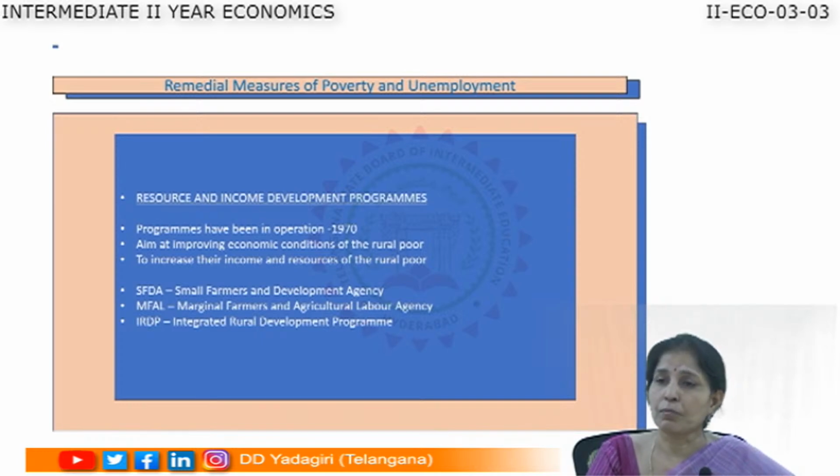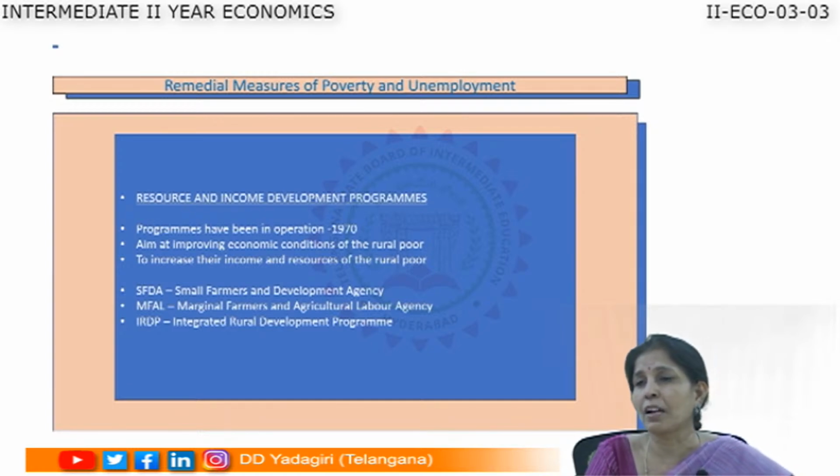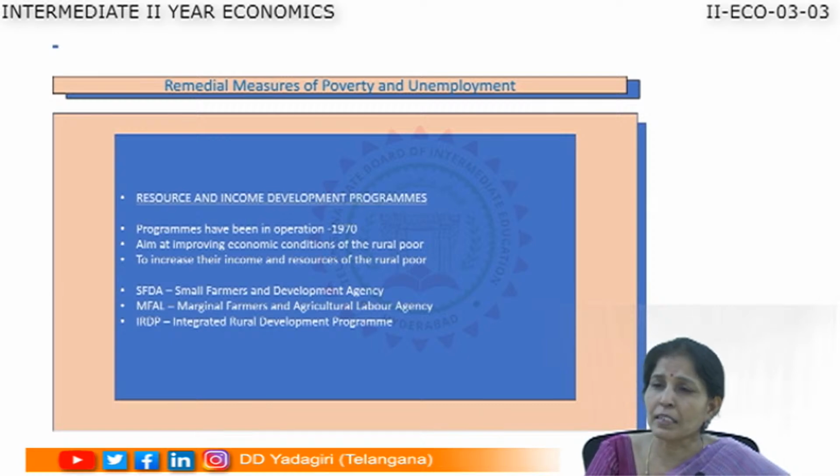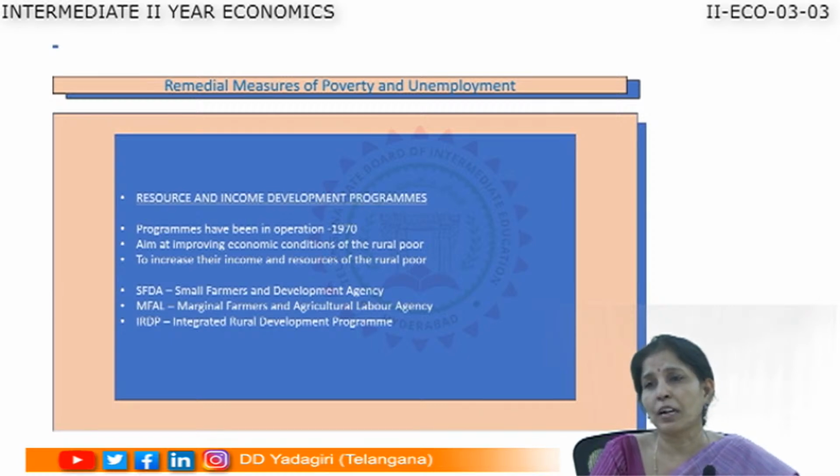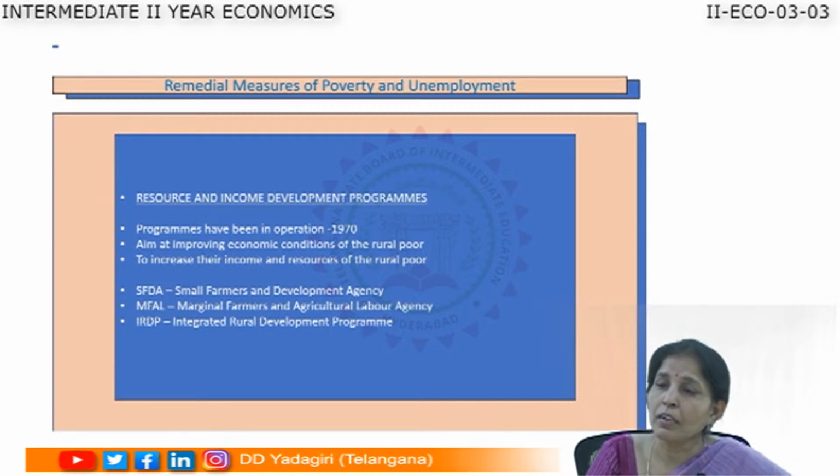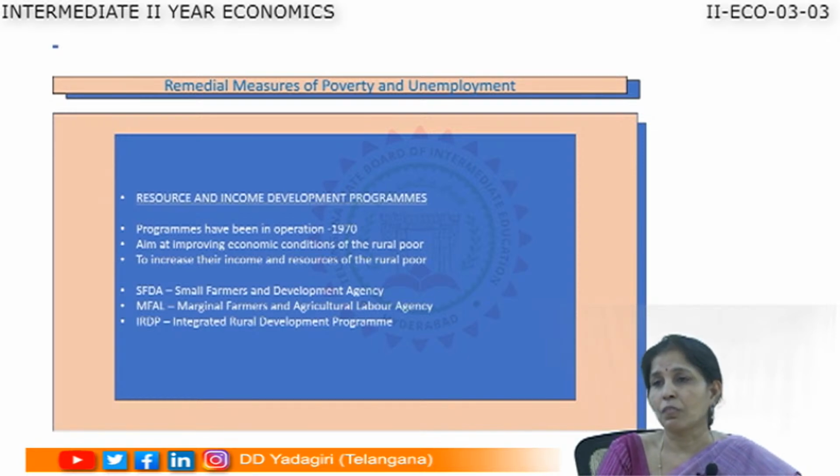With this kind of objective, the programs that have been designed under this particular one are SFDA, that is Small Farmers and Development Agencies, MFAL, that is Marginal Farmers and Agriculture Labor Agencies, and IRDP, that is Integrated Rural Development Program. Basically, a very innovative program which is trying to uplift the people under the poverty line or the rural poor people by increasing their income levels.